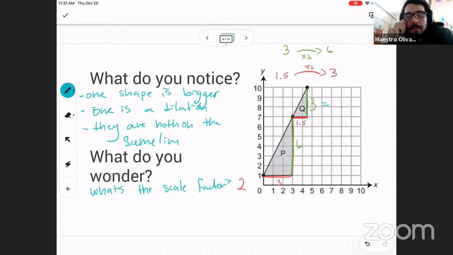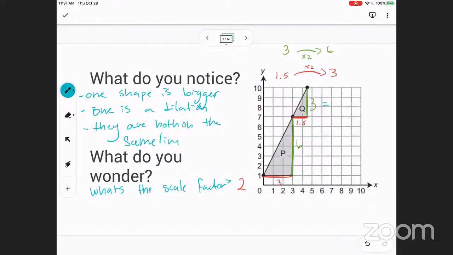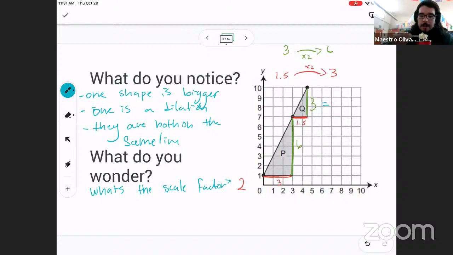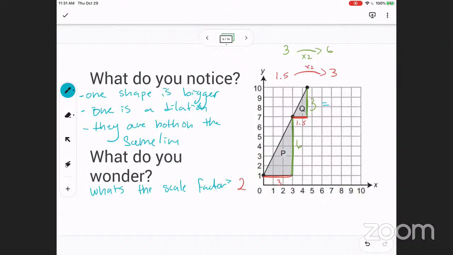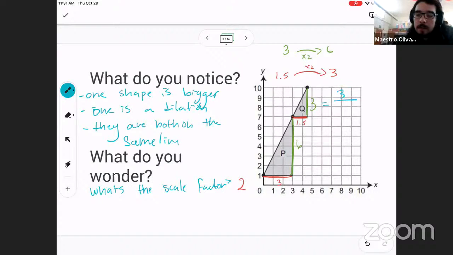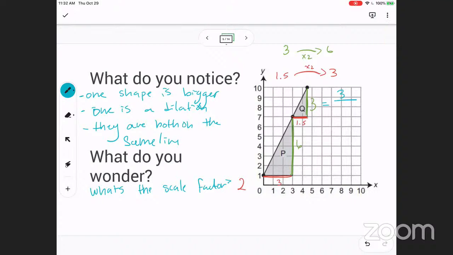What's the slope of the first triangle? What's the rise? What would be the ratio? How do I write the ratio for the slope? 2. Okay, you're giving me the slope, but what's the ratio? Like if I had to set it up as a fraction. What's the height of the first triangle? 3. And what's the run? 1.5.